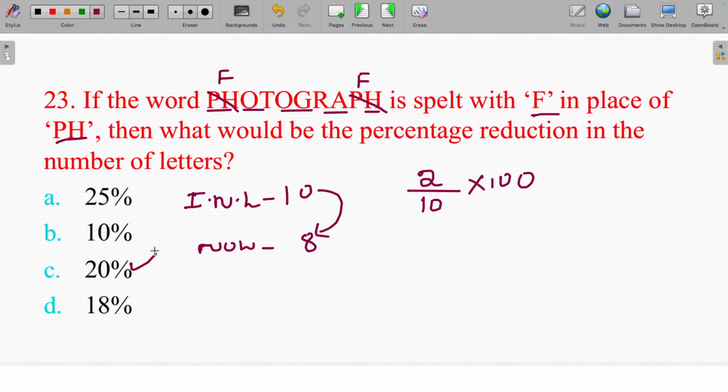Is it clear? Yes, sir. Is it clear, Alankrut? Yes, sir. Sorry, sir. I didn't see the last PH, only calculated the first PH. Okay. See this. Solve that.